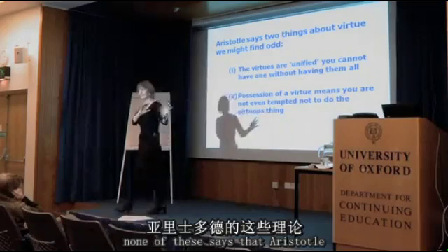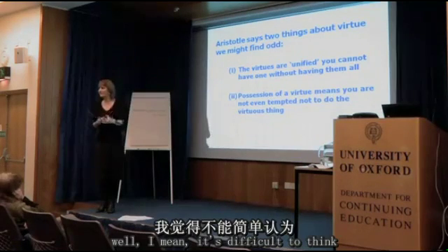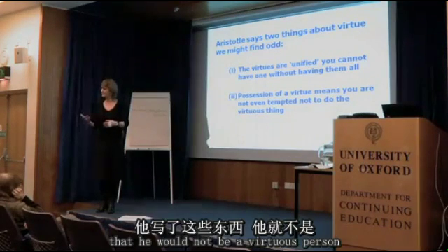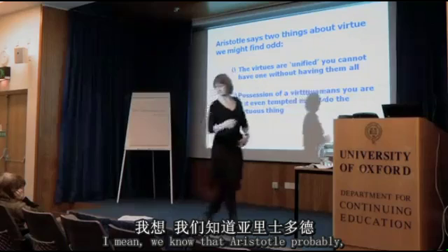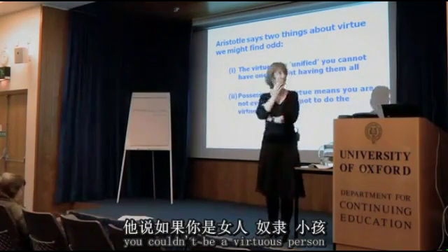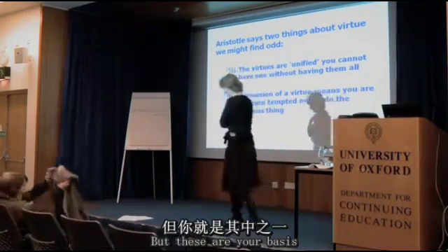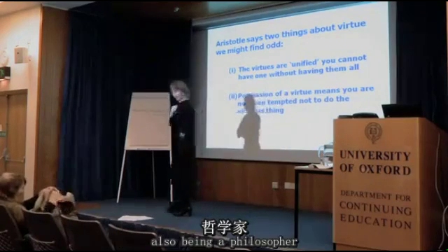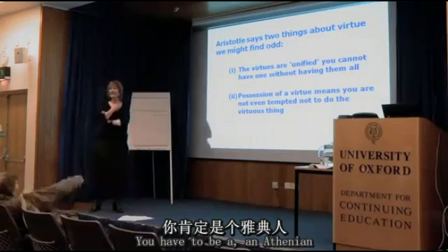And of course, none of this says that Aristotle was a virtuous person, does it? All he's doing is writing down what... I mean, it's difficult to think that he would not be a virtuous person if he can do this, but I might be wrong. We know that Aristotle felt that you couldn't be a virtuous person if you were a woman or a slave or a child or whatever. I mean, did you basically have to be a sort of elderly philosopher to actually have... You had to be an Athenian.